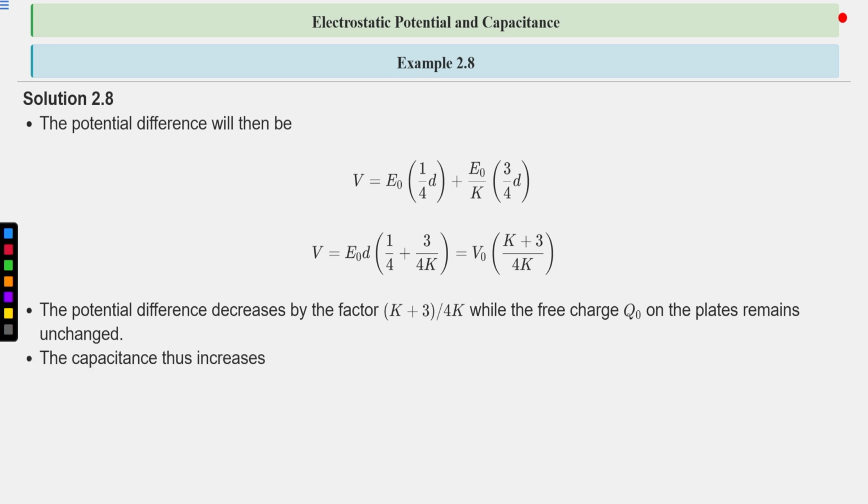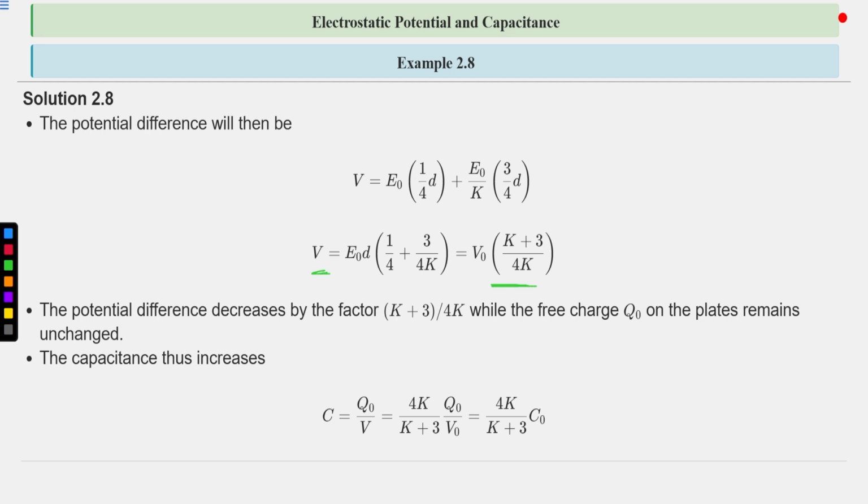Does the capacitance also increase, because the potential difference decreases? Capacitance is equal to Q by V. Q remains the same. Q is not changing. The charges stored on the capacitor plates have nothing to do with the dielectric, so they will remain the same. Only V decreases. If V decreases, it means C increases. So C is equal to Q naught by V. Now the decreased value of V is V naught (K plus 3) upon 4K. So put this value in this equation. Now you will get C equal to 4K upon (K plus 3) times C naught.